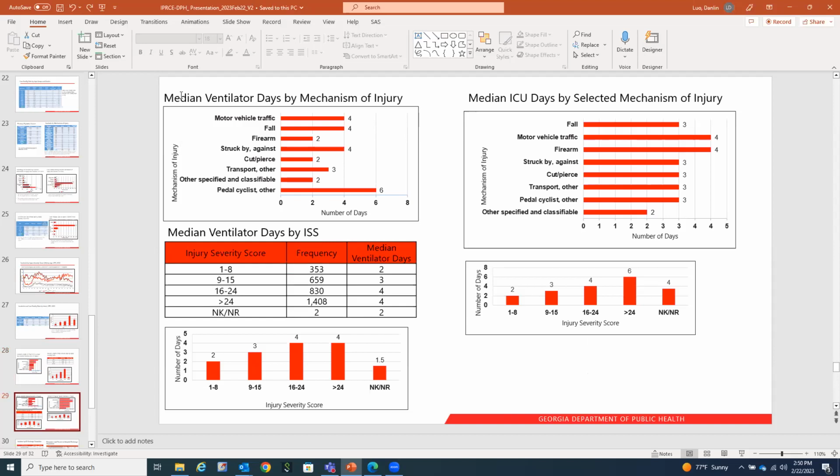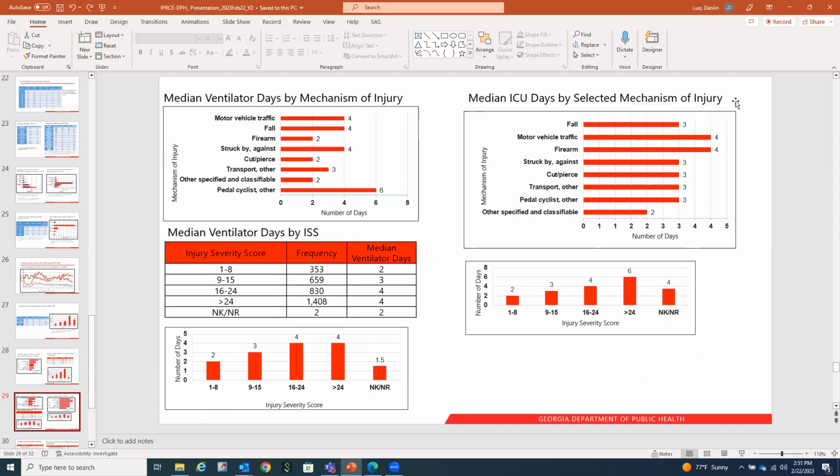The left side shows the median ventilator days by mechanism of injury. If you look here, you'll find that for firearm, the median ventilator days is 2 days. And here shows the median ventilator days by injury severity score. You can say the more severe, the longer the patient uses the ventilator.